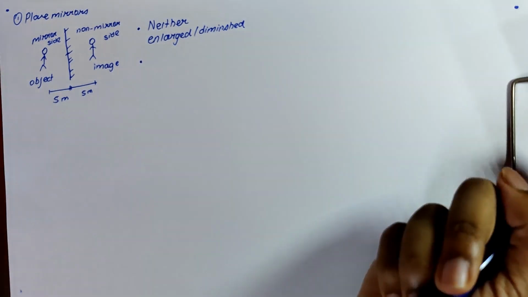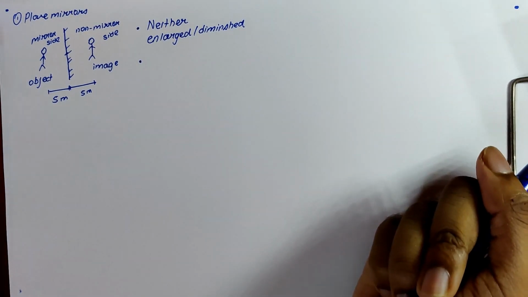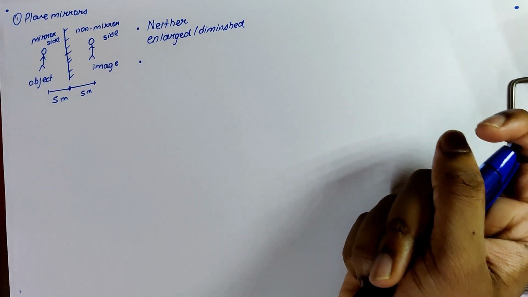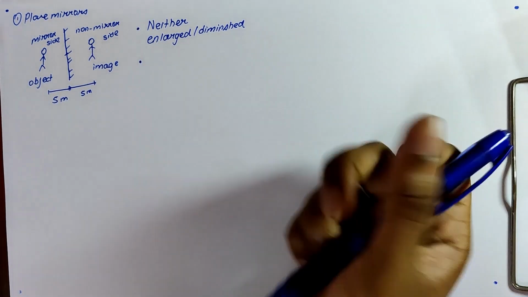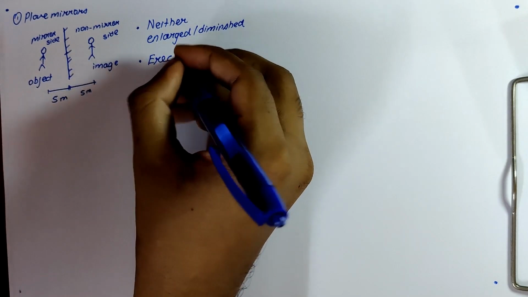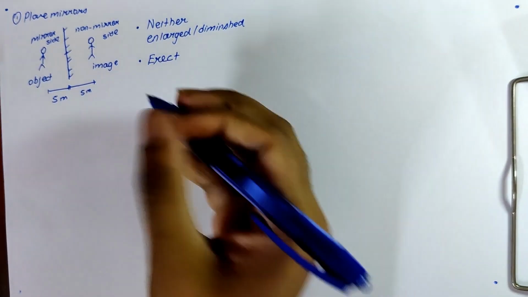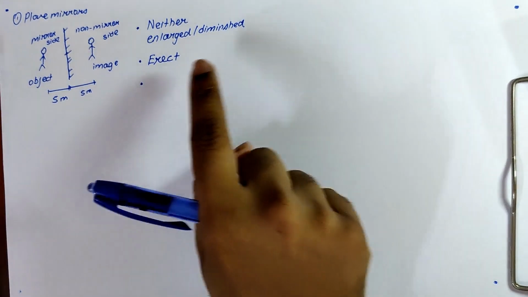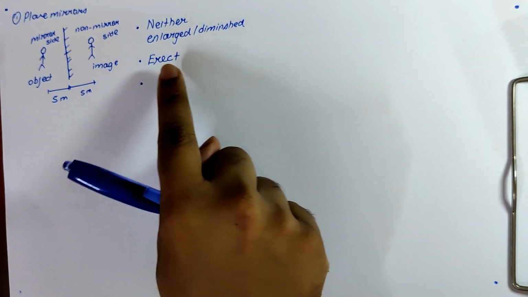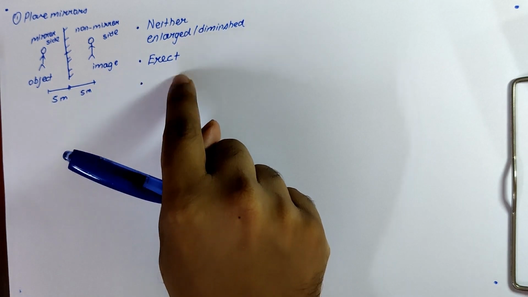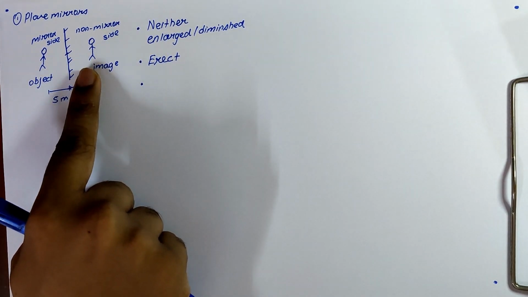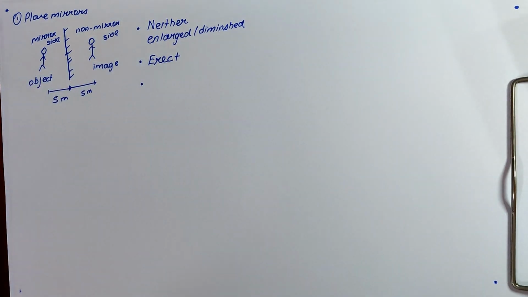When you stand in front of the mirror, you won't be standing upside down inside the mirror. You will be standing in the same manner that you're standing outside the mirror, which means it's erect. Now we have discussed that the size has not changed. We have discussed that this is an erect image, but is it real or virtual?